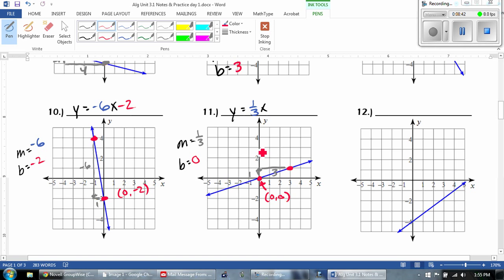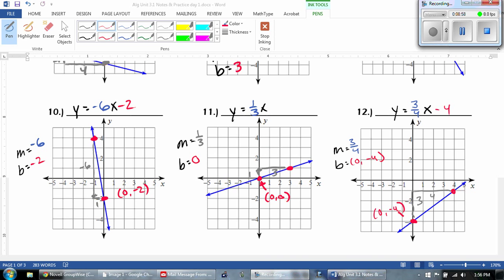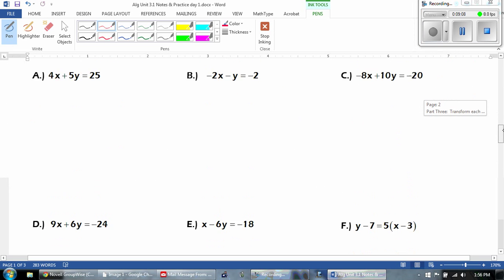All right, number 12, once again, you guys are all on your own. No help from Mr. Grice. Pause the video. Good luck. Okay, and you should have gotten that y equals 3/4 x minus 4. Okay, let's go ahead and turn the page over.